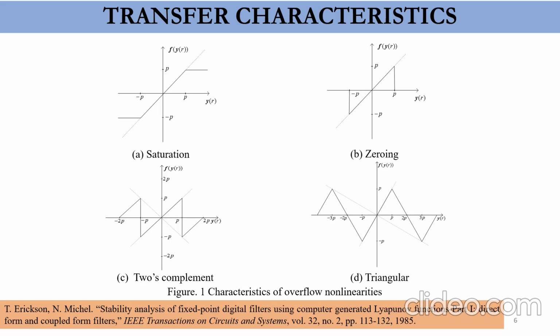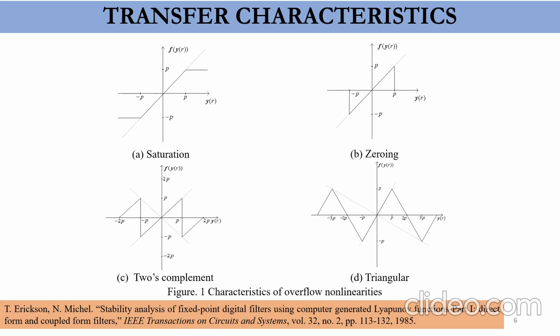When it reaches the P, that is your overflow level, it gets saturated in the positive axis as well as the negative axis. When it is oscillating between negative and positive, it follows a linear straight line. It is similar to the equation of a straight line, y equals mx plus c, with intercept (0, 0) and slope 1, so you get y equals x, a straight line passing through the origin. So Fy of r is the nonlinearity and y of r is the output. Fy of r is the nonlinearity applied on my output.